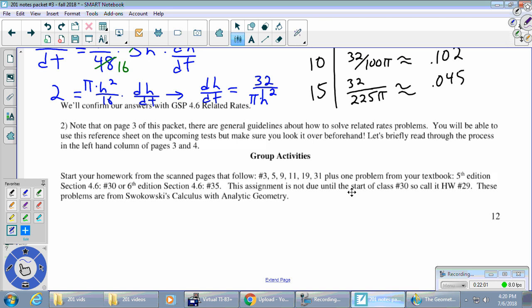This assignment is not due next class. It's not going to be due until class 30. These problems take time, so take your time as you work through them. I will make a video of the activities. I will do these 6 problems here, but I won't make a video of the one problem from your actual textbook. So check that out if you get stuck on any of the activities.